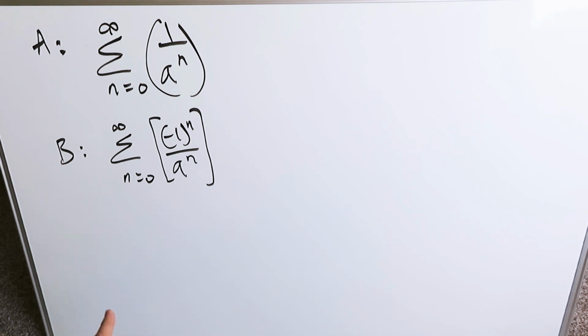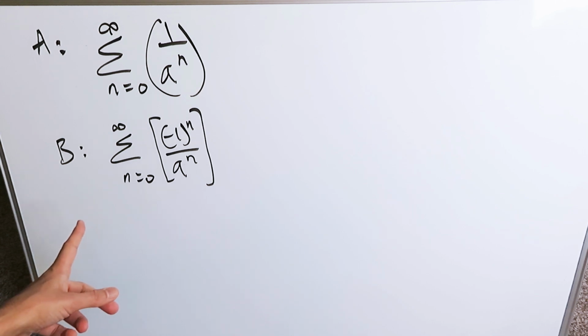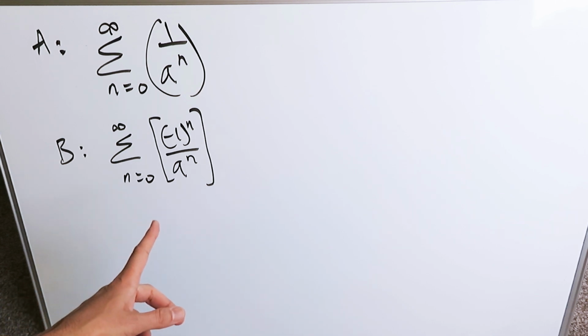Welcome everyone to this video where we're looking at interesting aspects of geometric series. I have two cases, A and B. Look at the difference. A: the sum from n equals 0 up to infinity of 1 over a to the n. Look at B: the sum from n equals 0 up to infinity of minus 1 to the power of n divided by a to the power of n.